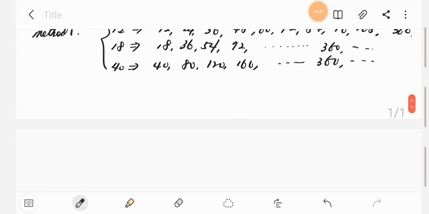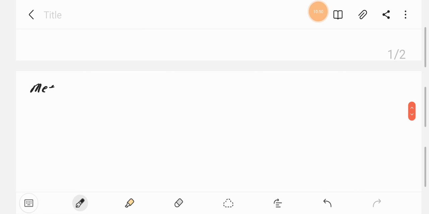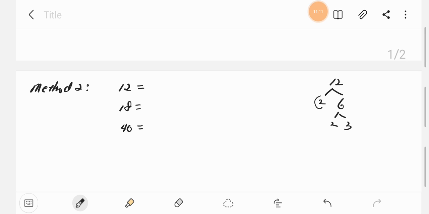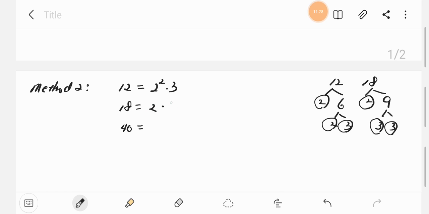So why don't we use method 2? Method 2 is what? Write each number in prime factorization. Okay, 12 is 2 times 6, 6 is 2 times 3. So we're going to write these three numbers: 2 squared times 3. How about 18? 18 is 2 times 9, 9 is 3 times 3. So 18 is the product of these three numbers.